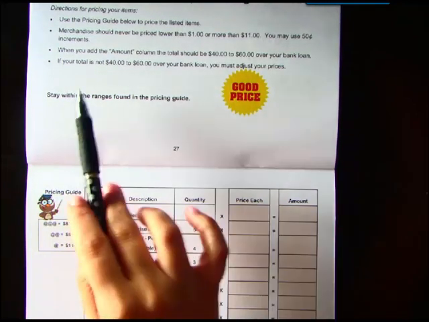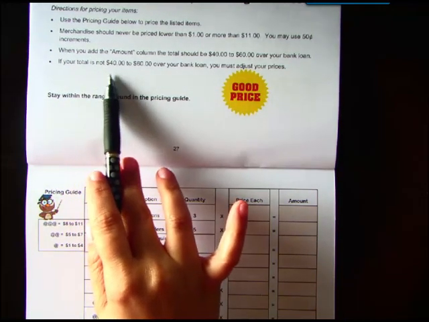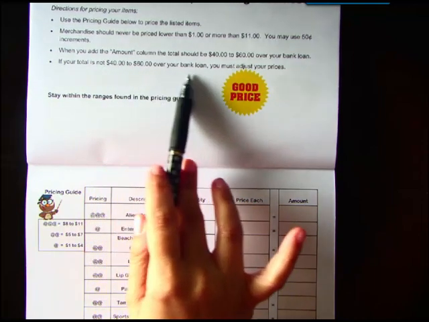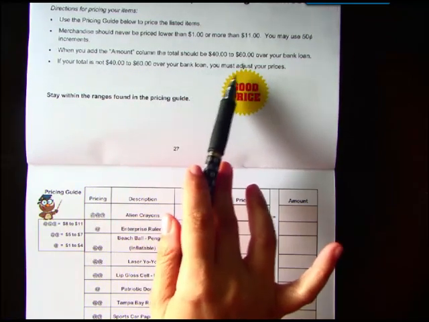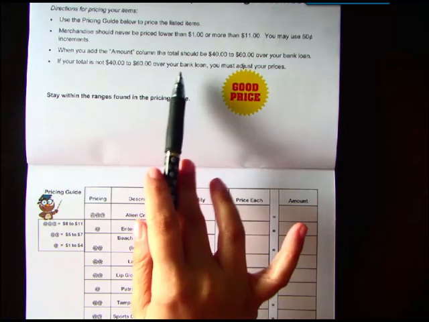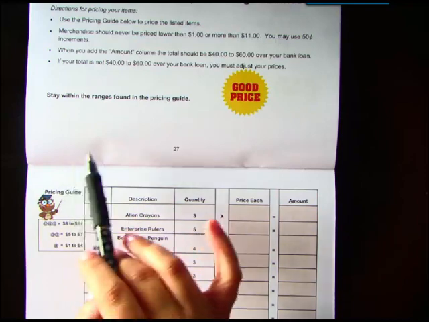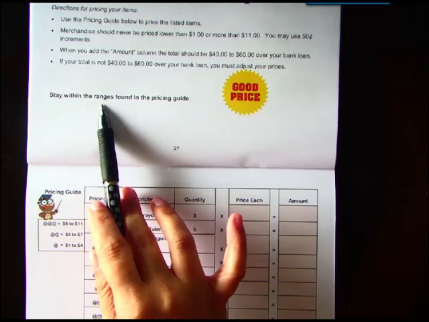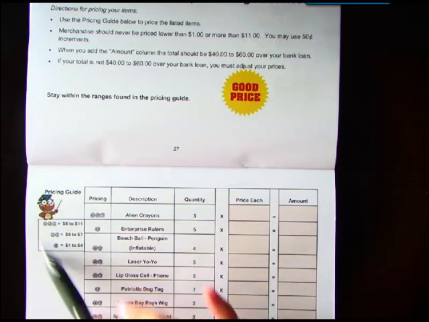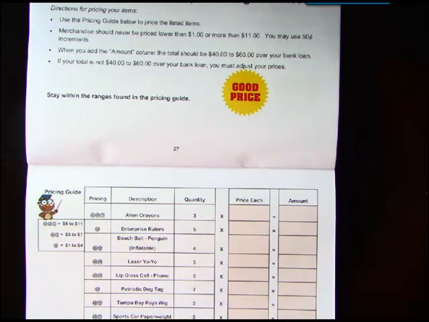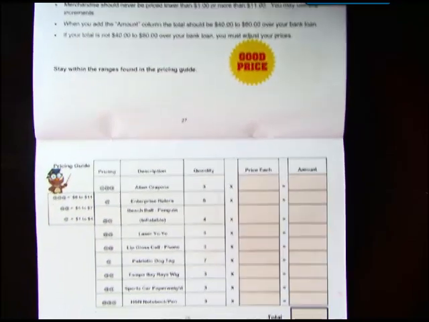And then it says, when you get to the end, if your total is not $40 to $60 over your bank loan, then you need to make some adjustments. So this step you won't be able to do until you get to the end to know if you're in that range or not. Okay? And then it just gives you the tip of stay within the ranges found on the pricing guide right over here. All right, so we're going to work through a couple of these together, and then you are going to finish this out on your own.